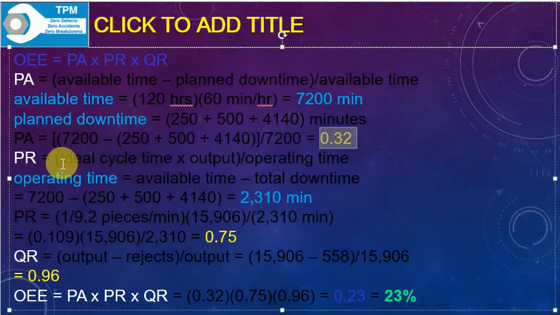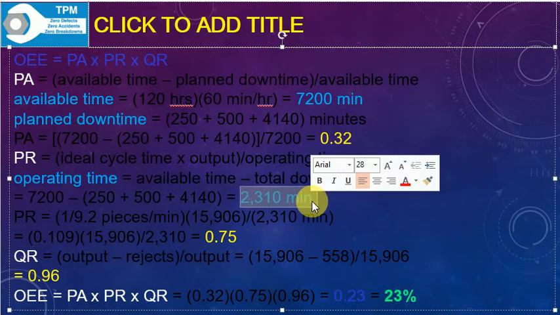So first we calculate the operating time. How do we calculate the operating time? It is the available time minus total downtime. What is the available time? The available time given is 7,200 minutes. The total downtime is nothing but 250 plus 500 plus 4,140, so the operating time calculated is 2,310 minutes.